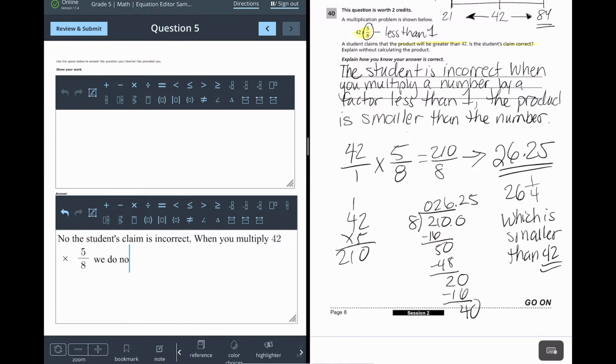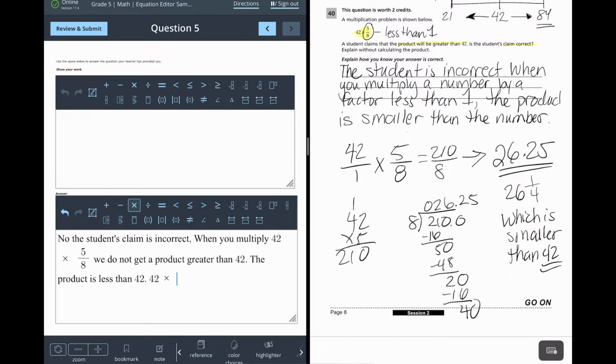We do not get a product greater than 42. The product is less than 42. All right, and then someone will say, prove it. So I will do that.